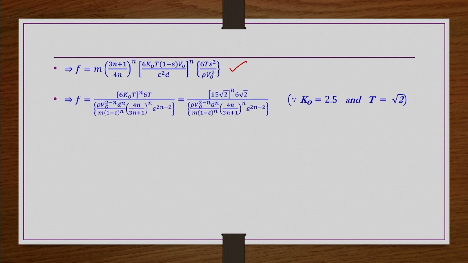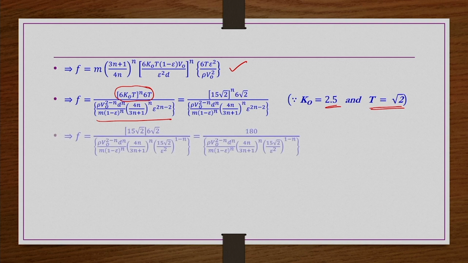Now, in this equation, what are we trying to do? We are putting these constants, 6 k naught T power n and 6 T, in the numerator, and all the rest of the terms we are bringing to the denominator. Now, k naught in most cases can be taken on average as 2.5, and T in most cases is square root of 2. So if you substitute k naught T here in place of 6 k naught T, you will get 15 square root of 2 power n as it is, and then 6 square root of 2, right.